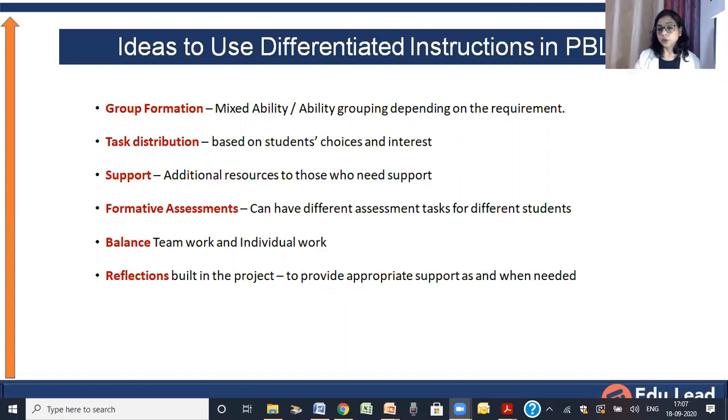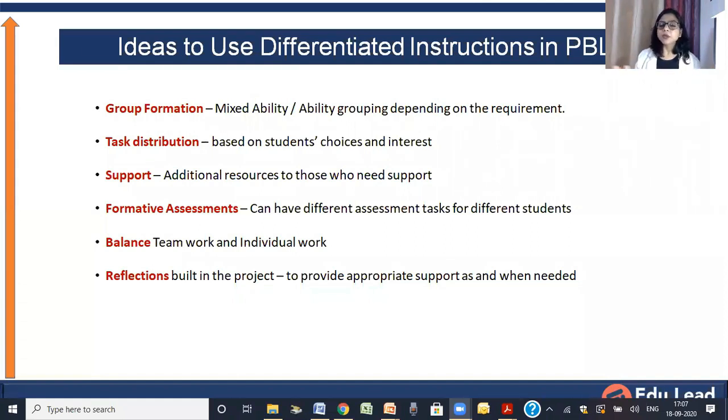Then support. There could be some children who need some support, so you need additional resources. That's what I said. You should be ready with your resources, so as and when the students need some kind of resource, you are able to give them those resources and support them with that. And also you can differentiate based on the formative assessments. You can have different kinds of formative assessments for different students, right? Also try to have a balance of teamwork and individual work.